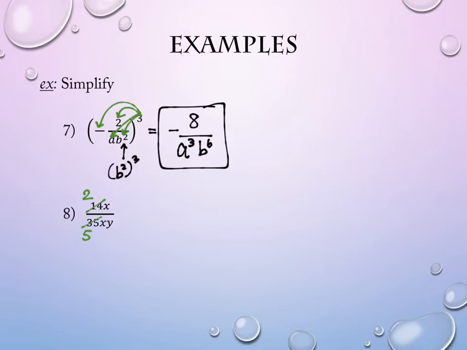Let's try that one. Okay. Now, on this one as well, we have an x over an x. We can reduce those 2. Yeah, they cancel. They both divide by themselves, so they cancel to 1s. And then the y doesn't have anything to pair up with. So on the top, I'm left with a 2, and on the bottom, I'm left with a 5y.